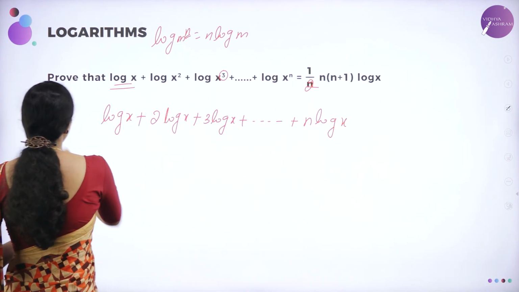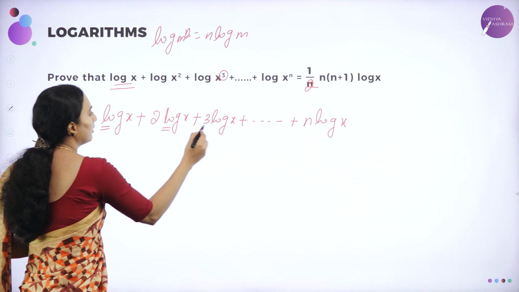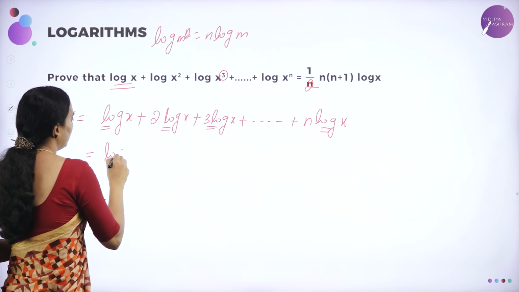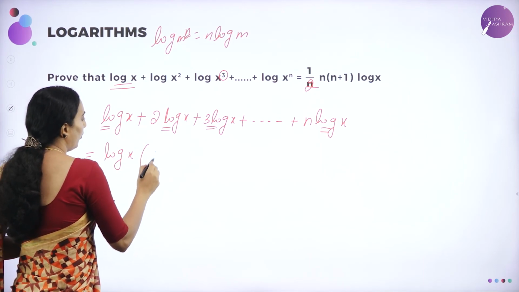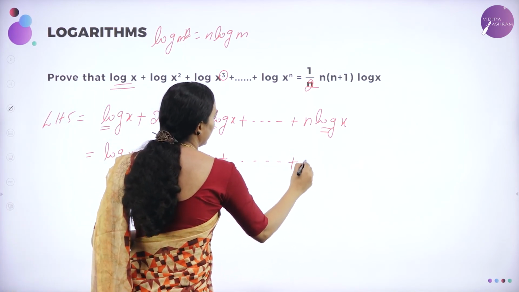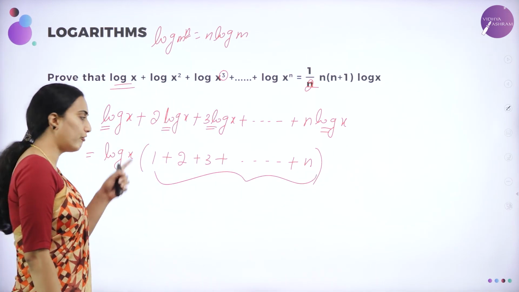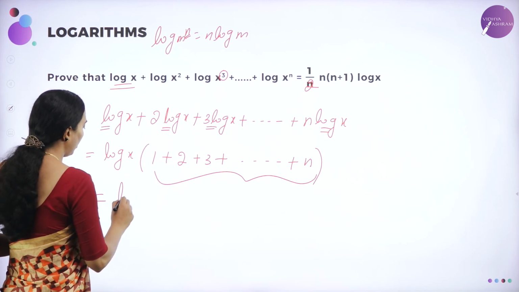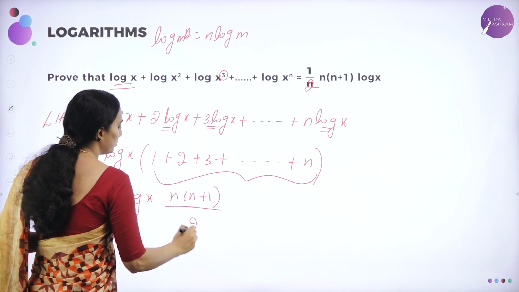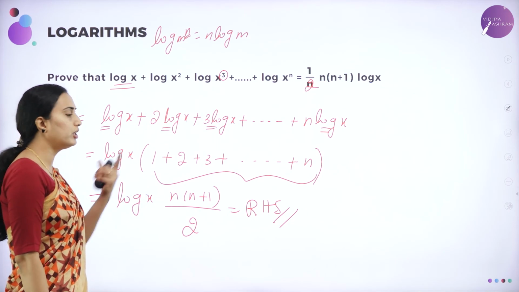Correct? So taking the left hand side. Now what can I take common, dears? Common is nothing but log x. By taking common log x, it will be log x into 1 plus 2 plus 3 plus 4 etc. plus n. Now dear students, according to the sequence and series, the formula of this sum is n into n plus 1 divided by 2, times log x, which is your RHS. That's it, dears. This formula you have to remember.